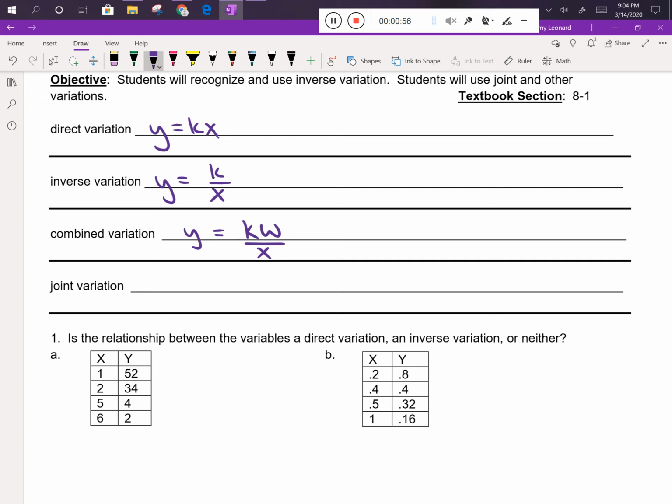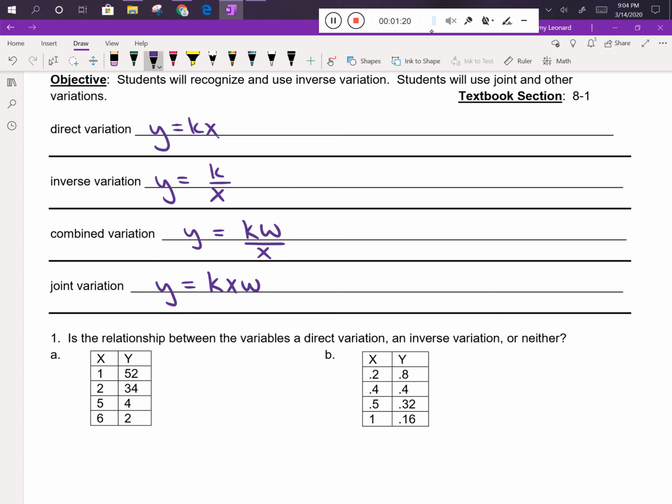Joint variation is also not really a function. We're not dealing with one input and one output. But the difference from combined variation is that although you might have multiple inputs, they all have to be in the setup of direct variation, so multiplication rather than division.